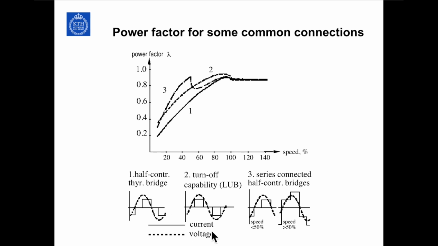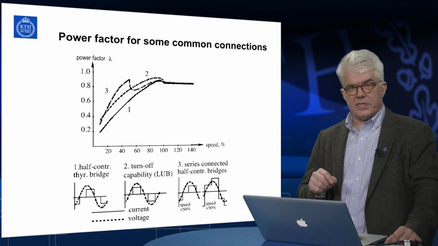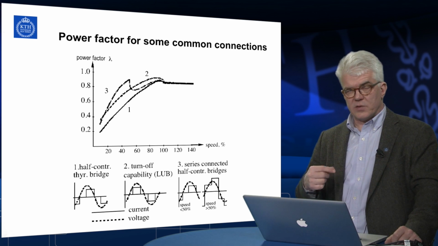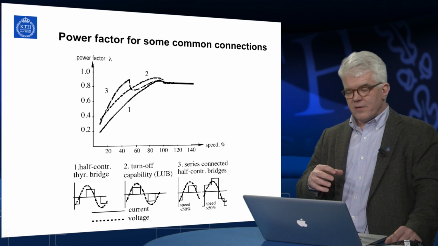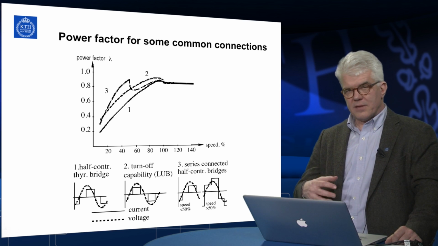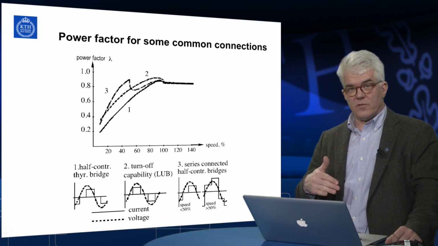The second one is a bridge with a turn-off capability, that we are able to control the current to be in phase with the voltage. That only generates harmonics or distortion power, so there is no phase shift and there's no consumption of reactive power due to the phase shift.